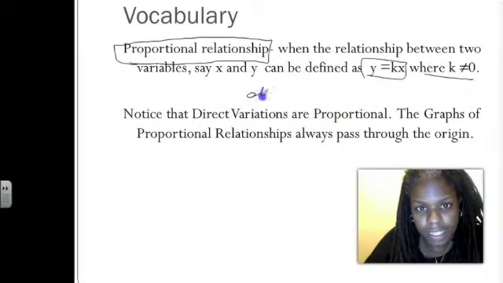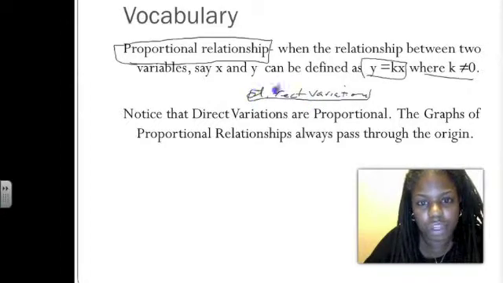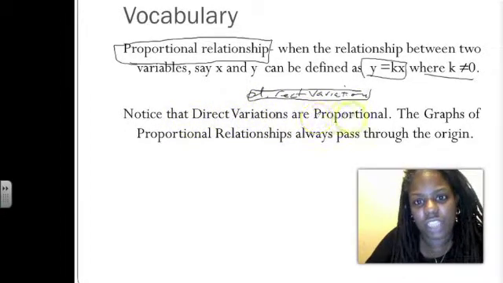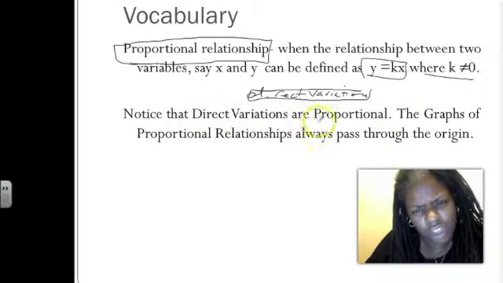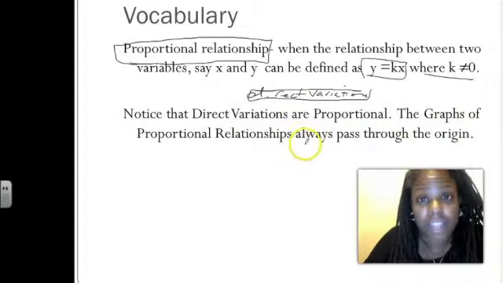This looks a little bit like direct variation. You remember that from a couple of sections ago? And really it is. So a proportional relationship is another look at direct variation. Notice that direct variations are proportional. The graphs of proportional relationships always pass through the origin.